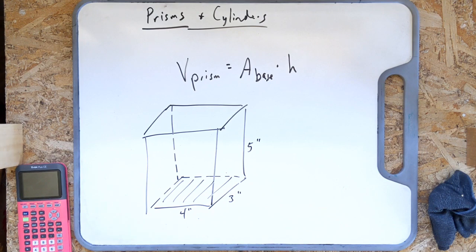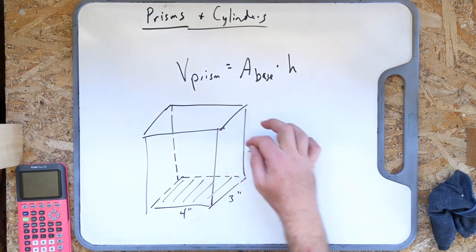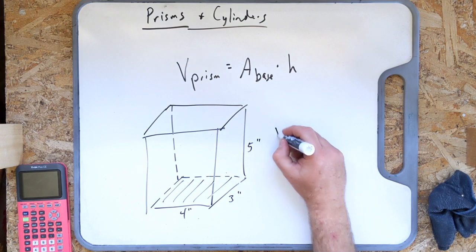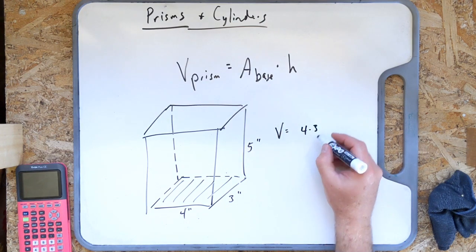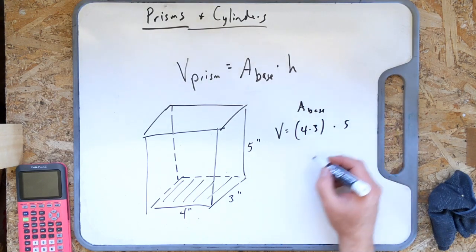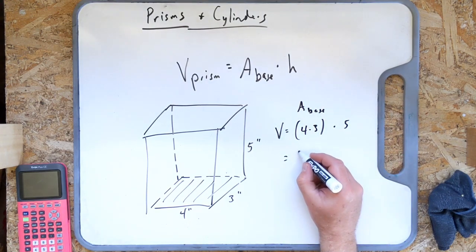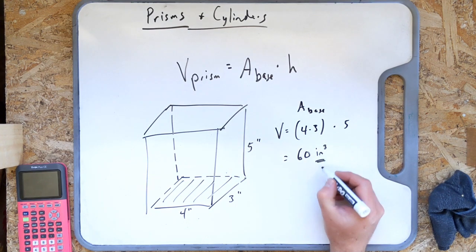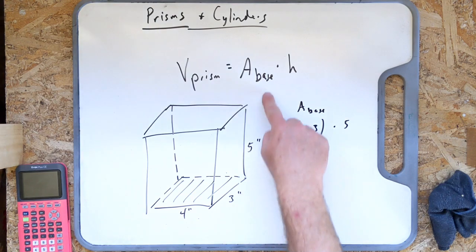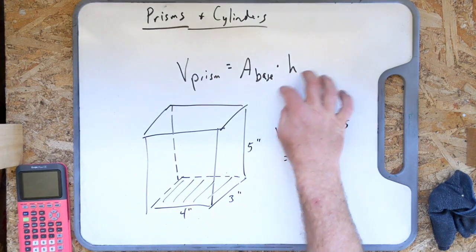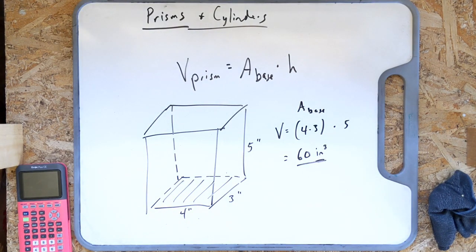And what you're doing to get a volume is simply stacking these little 12-square-inch areas on top of each other until you get to 5 inches. So it makes a certain amount of sense that the volume would be 4 times 3, which is the area of the base, times the height, which is 5. So in this case, 12 times 5, or 60 inches cubed. Remember to put the right units on that. So again, area of base, remember the base are the two parallel parts, times the height. And that is all there is to it.